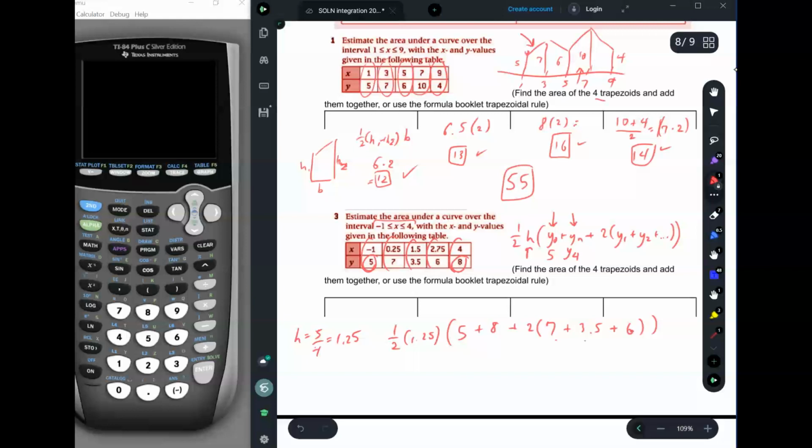I'll add these in my head. 7 plus 3.5 plus 6, that would be 10.5 plus 6, it would be 16.5. Multiply 16.5 times 2, that would give us 33, right? So I have 5 plus 8 is 13, so I have 13 plus 33 times 1.25 divided by 2. That would be 13 plus 33, that would be 46. 46 divided by 2 is 23. So basically I have 1.25 times 23. And that would give me my answer.